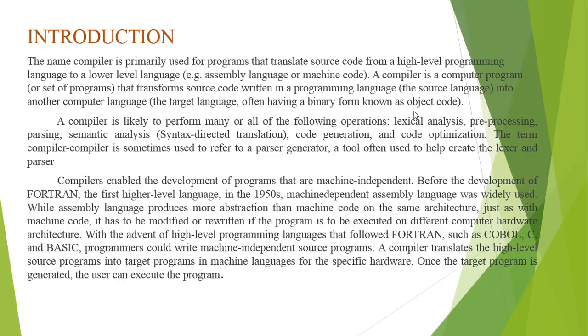The name compiler is primarily used for programs that translate source code from a high-level programming language to a low-level language. A compiler is likely to perform many or all of the following operations: lexical analysis, pre-processing, parsing, semantic analysis, code generation, and code optimization. So this basically focuses on the conversion from one language to another language. Many of the compilers are used just to convert the high-level language into the low-level language. Our compiler is also used to convert the high-level language into the low-level language, but in this we are converting one code to another code.